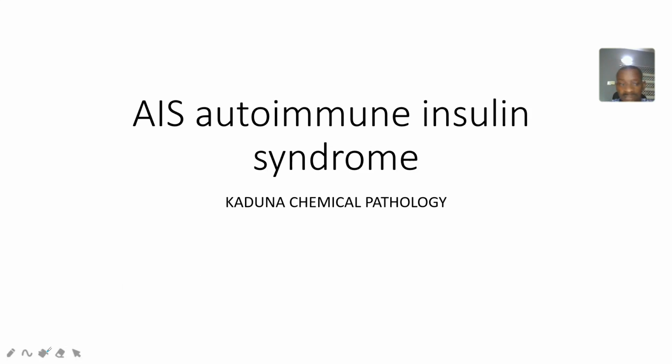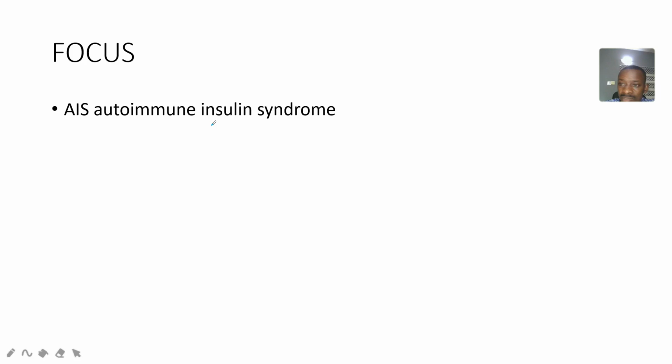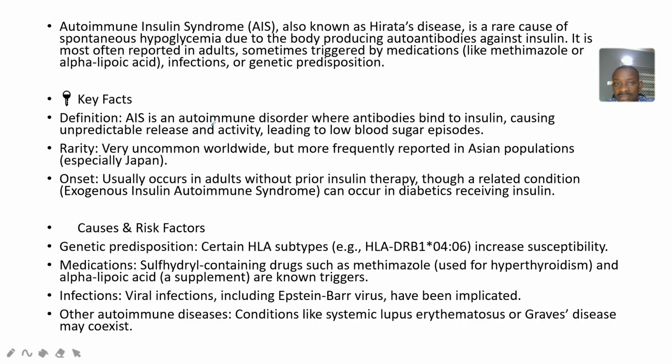Okay, so for the next syndrome we should be looking at in chemical pathology is what is known as the AIS. So we're looking at this under the different abbreviations you can have in chemical pathology. Okay, so AIS, that's an autoimmune insulin syndrome. So what is it? So AIS, just so you know, is also known as Hirata's disease.